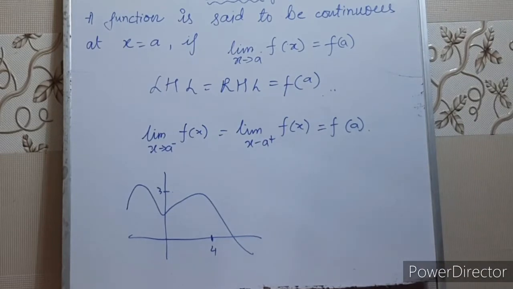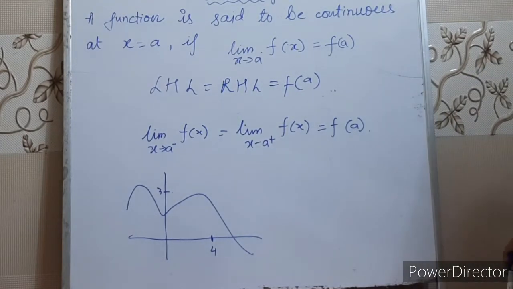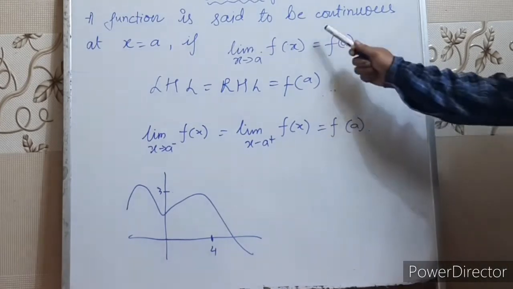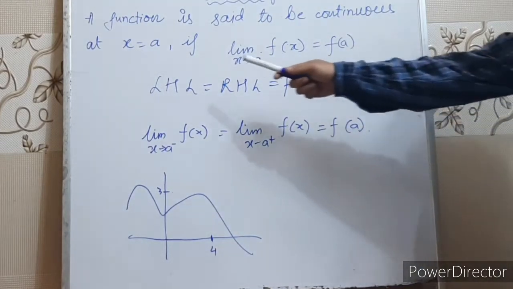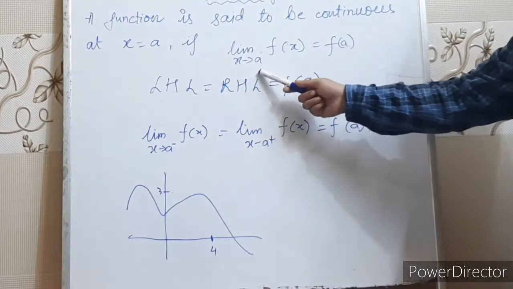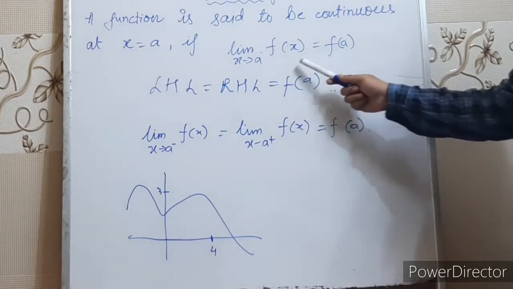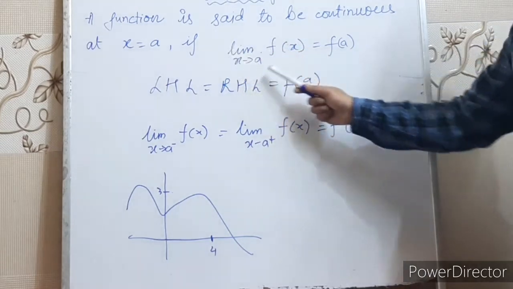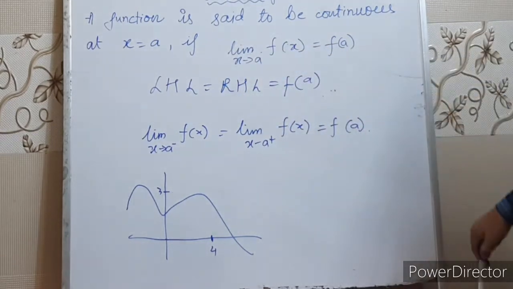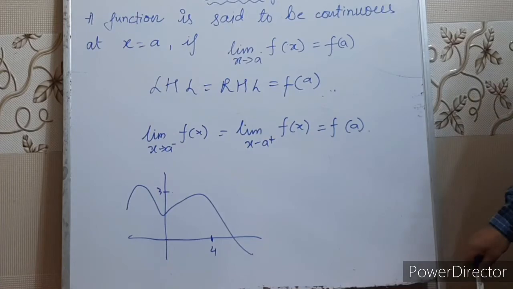Children, the next topic is continuity. We say that a function is said to be continuous at x equals a if the limit of the function at a exists and the value of the function is the same. That means the value of the limit and the value of the function is the same. Then the function is said to be continuous at x equals a.